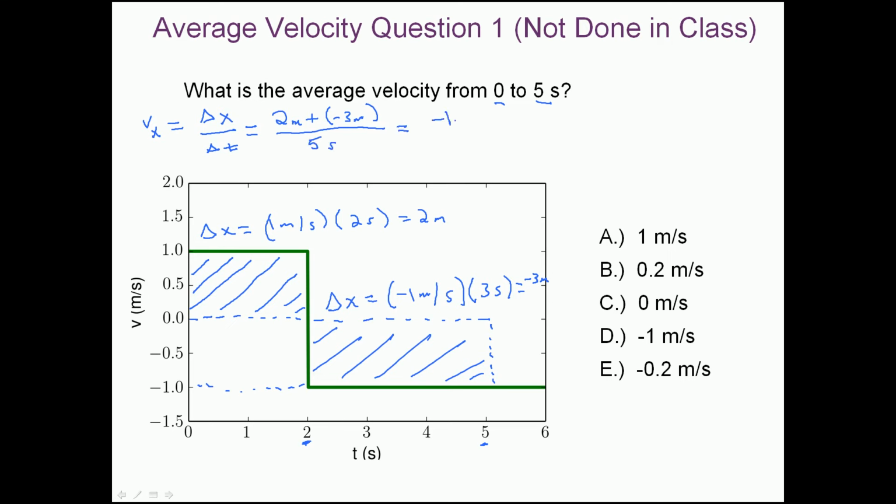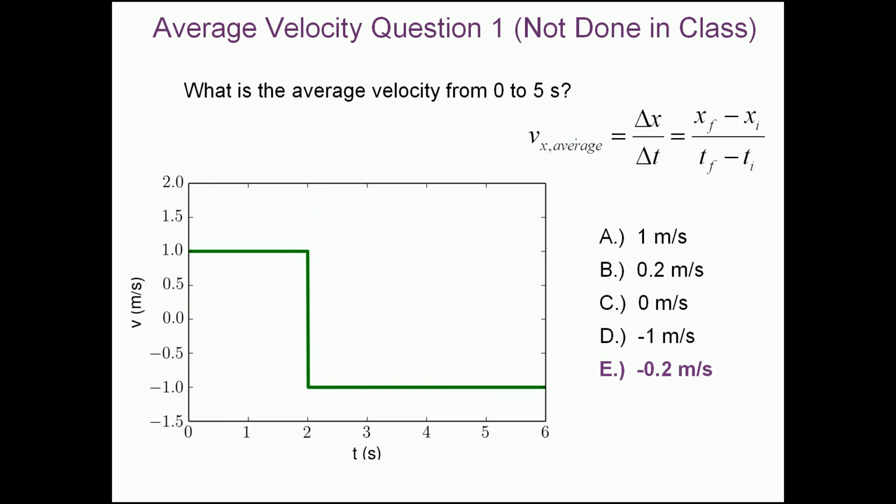So I get minus 1 meter divided by 5 seconds, which gives negative 0.2 meters per second. So we should have choice E. So remember, we did that by finding the total displacement using our area ideas with the velocity versus time plot. Once we had the total displacement, we were able to divide by the total time that we were asked to find the average velocity over.